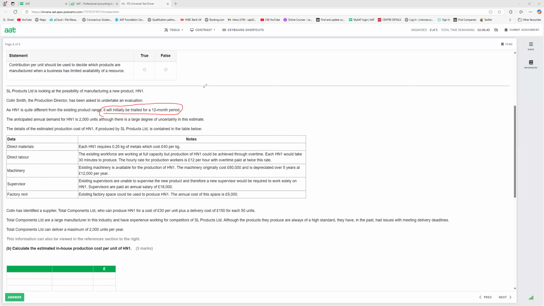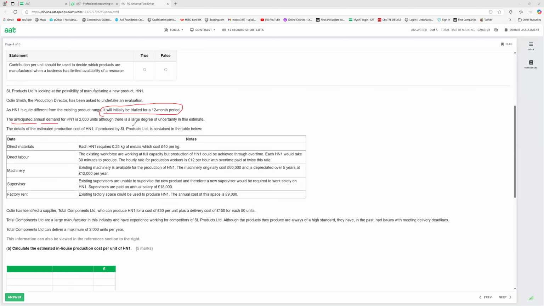Okay, the anticipated annual demand for HN1 is 2000 units. So this is the anticipated estimated budget. That's the estimate for the annual demand for the year. So we are expecting 2000 units of HN1 will be sold. So this is our demand for the whole year.